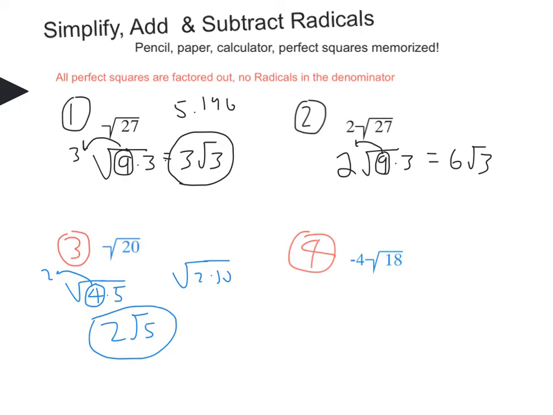The last example, negative 4 radical 18. Well, 18 is not divisible by 4, so I'm going to divide it by 2. So I'm going to rewrite this as negative 4 radical 2 times 9. Oh, 9 is a perfect square, so I'm going to pull that out. When I take out the square root of 9, that's a 3. You multiply by what's in front, so I get negative 12 radical 2.